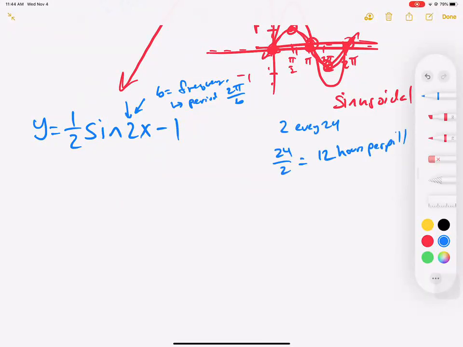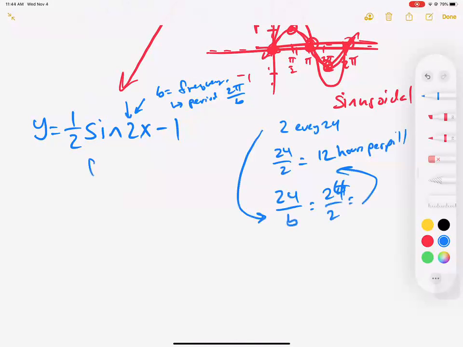And what happens is we take our time and we divide it by our frequency. 24 divided by 2 is 12. And this is our period. Whenever you divide the total length of time by the frequency, that's what our period is. So let's look back here.